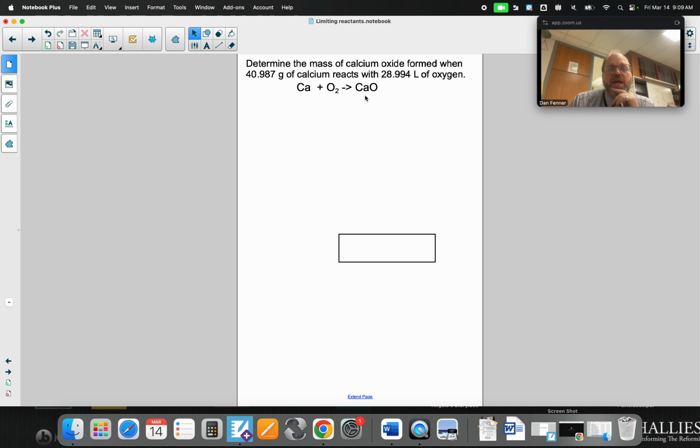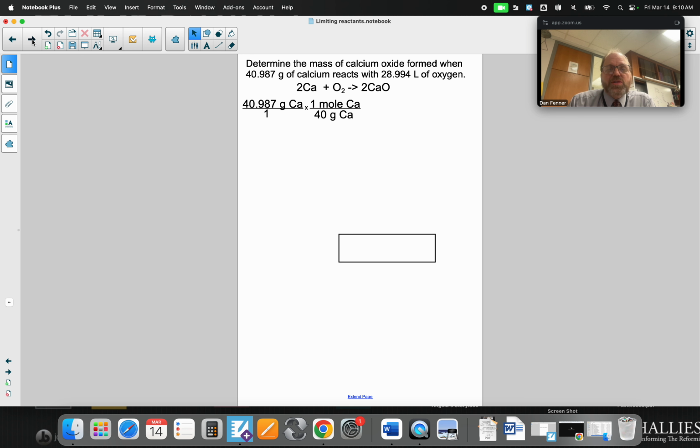Synthesis reaction, calcium oxide. Balancing it up, put a 2 there and a 2 there. Now we're going to take each of these to the product. So start with 40.987 grams of calcium. Calcium is an element, so it's going to be atomic mass from the periodic chart. There it is. 1 mole of calcium is 40 grams of calcium.